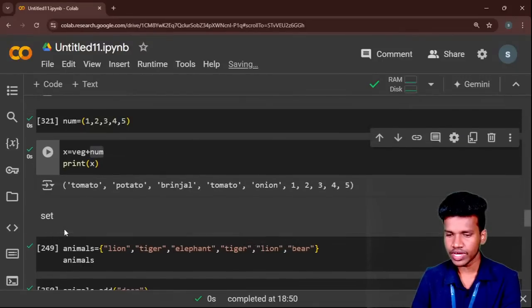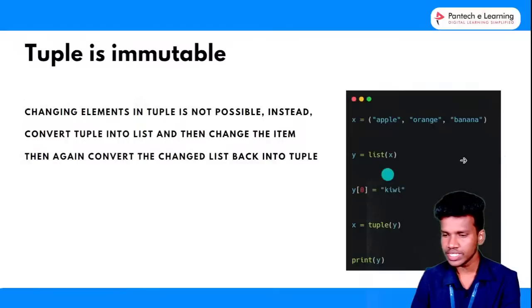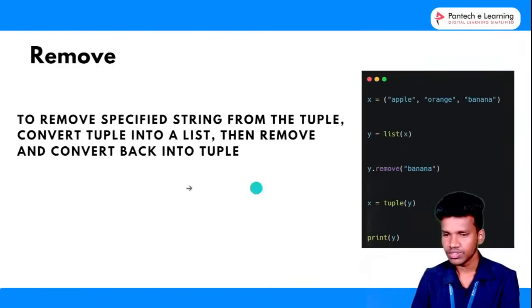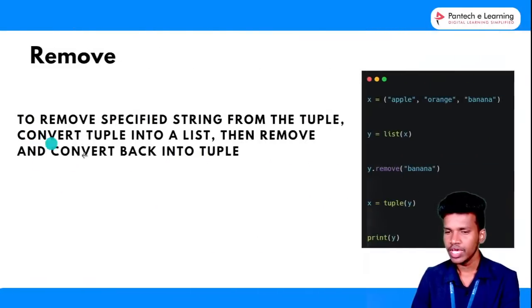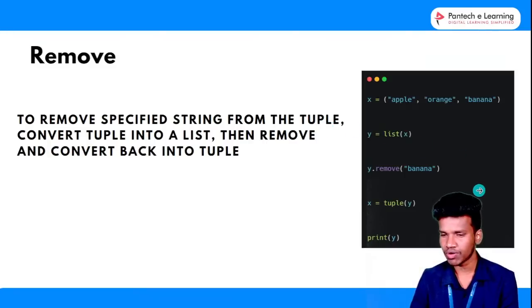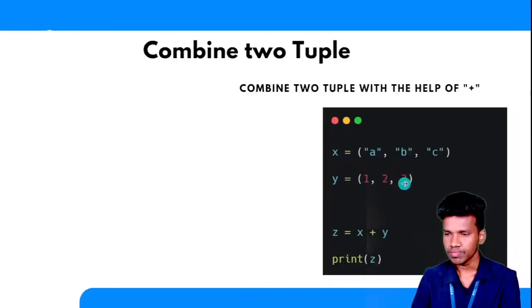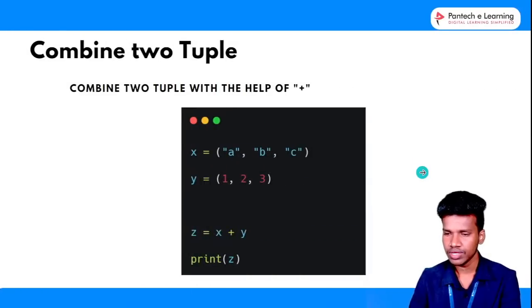Okay, set. Next we are discussing about set. So what is set exactly? So others will be the same, like changing. Already tuple is immutable. If you want to remove an item, that is also the same procedure. You have to convert your tuple into a list. That is the same process. Okay. So combine two tuples.